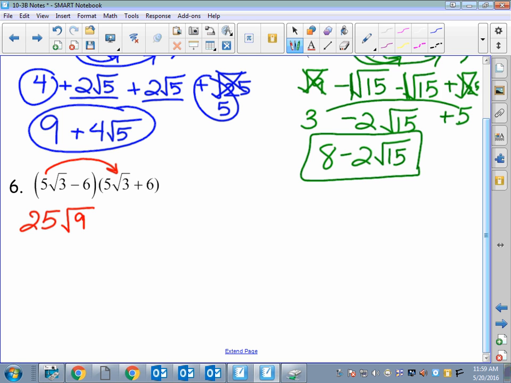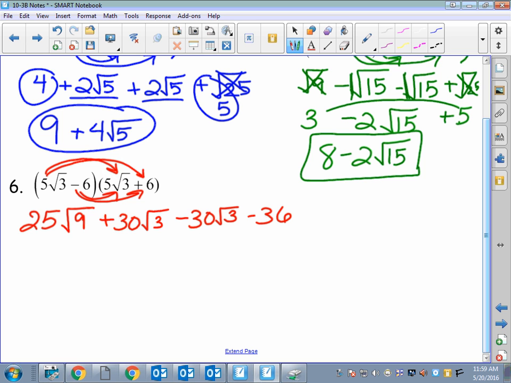Multiply outside, multiply inside. And then we're going to take that first term and multiply it by 6. Plus 30 root 3. And we're going to take the two inside terms, negative 6 and positive 5 root 3, gives me a negative 30 root 3. And last, negative 6 times 6 gives me negative 36.